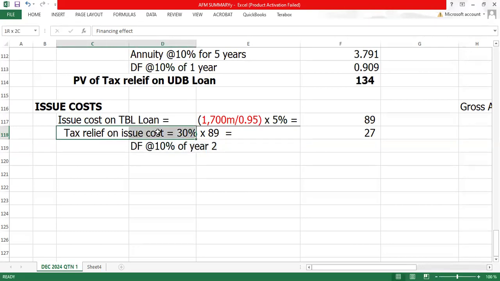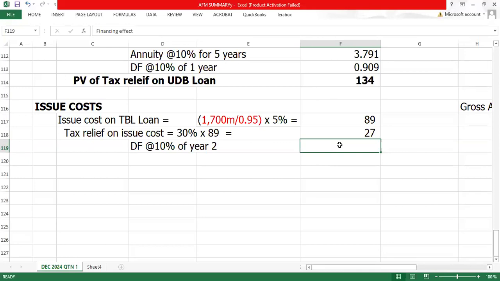So as you deal with this cost, always simply ask yourself now, if it is in arrears, then what will be my first year to claim the tax relief? The one of year 1, I am supposed to claim in year 1, but because it is in arrears, I have to claim it in year 2. So what is that one of year 2? Someone tell me.